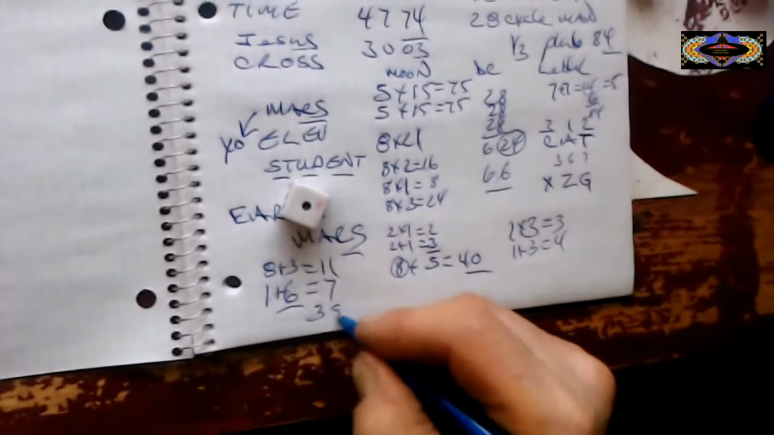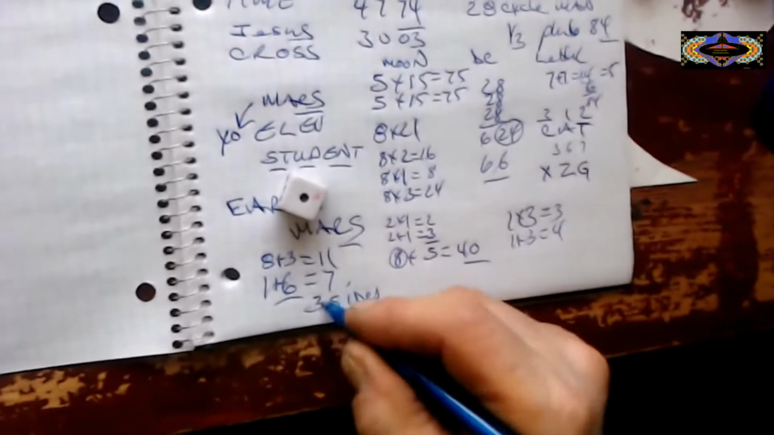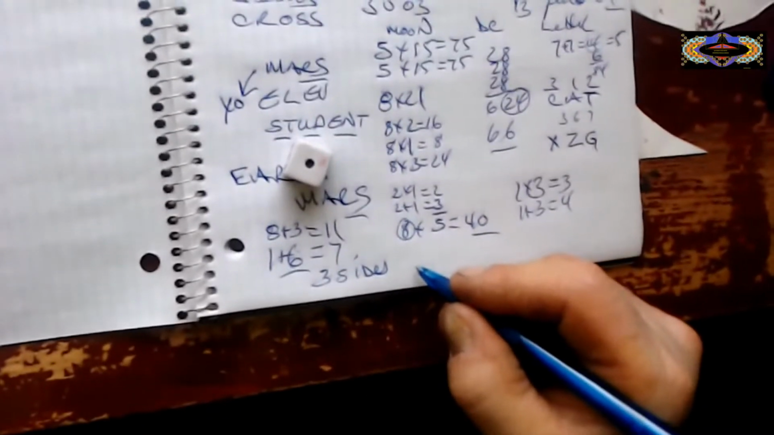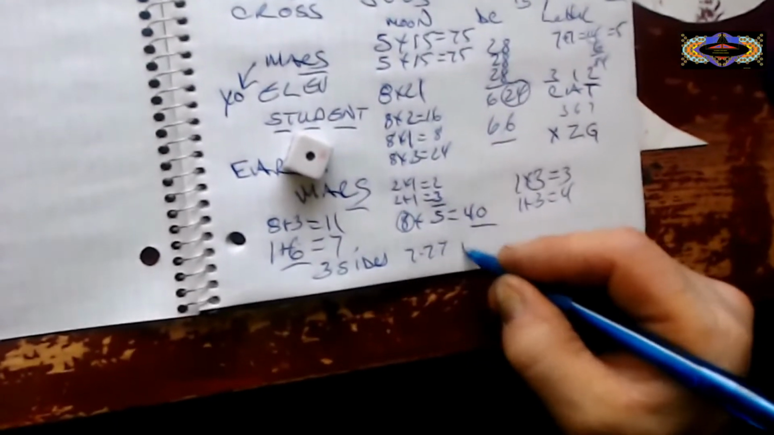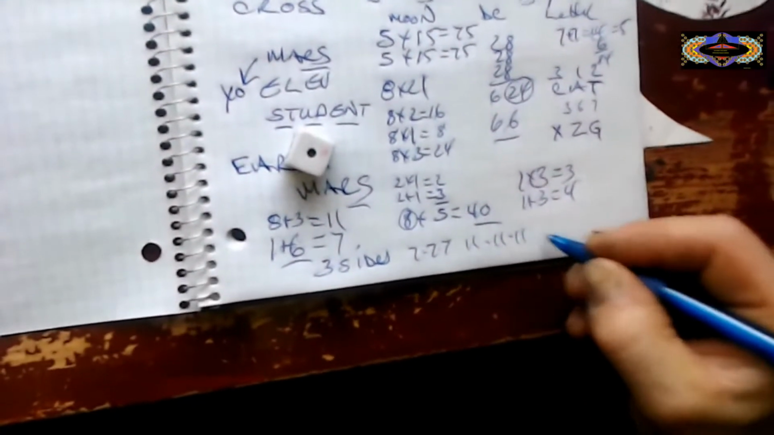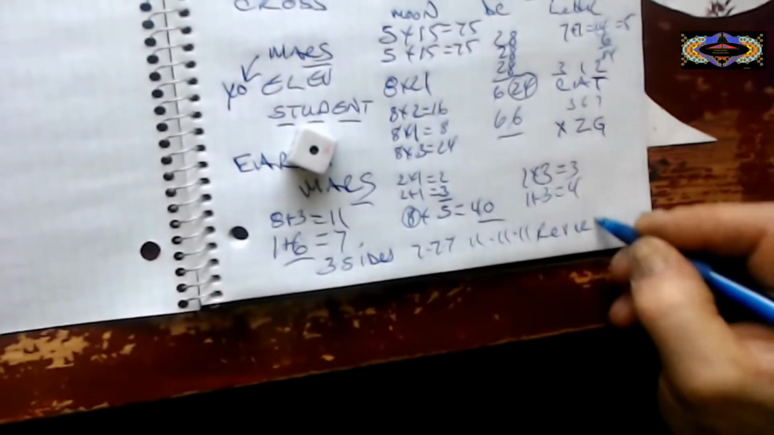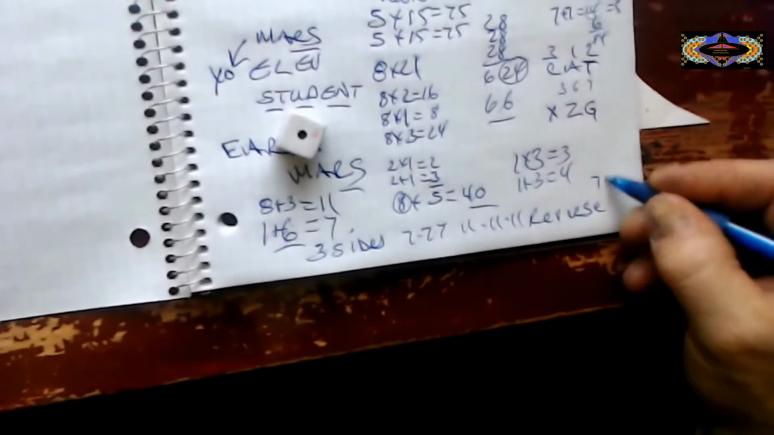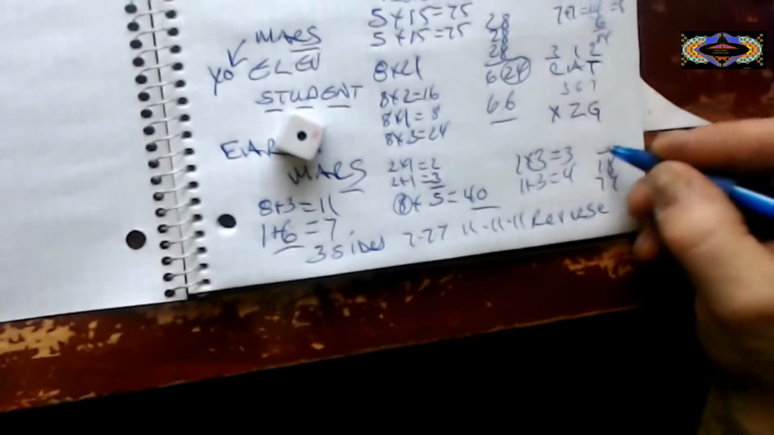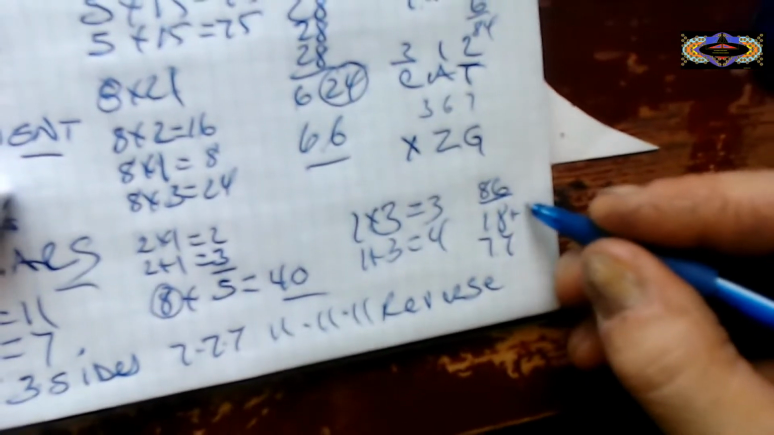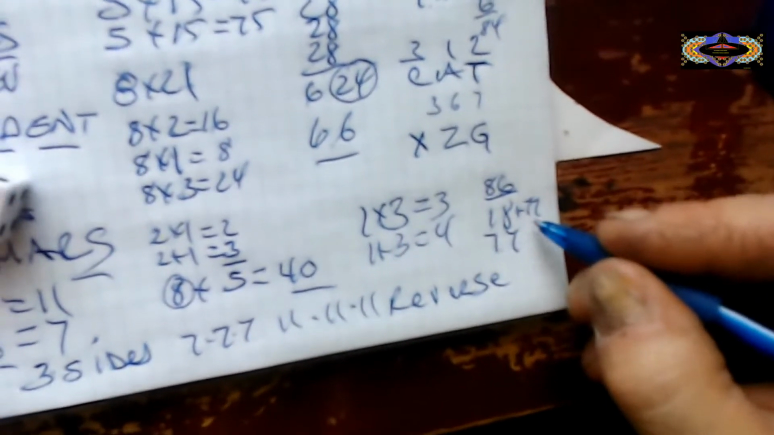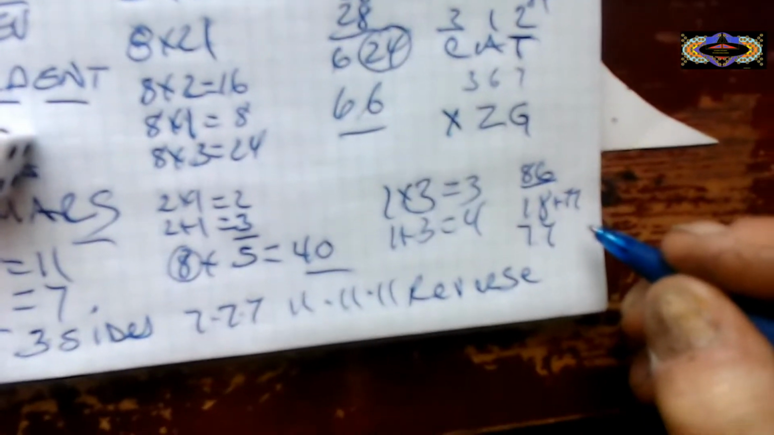There's 3 sides to the cube. 7, 7, 7, reverse. 11, 11, 11, reverse. Or if we multiply it, it's 77 and 18, equaling 86, the gateway. It actually equals 95, and that would reflect birth in the E-world of Jupiter.